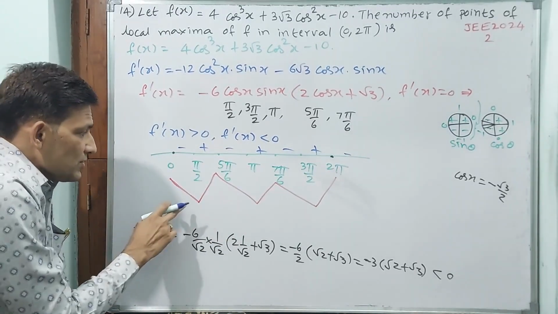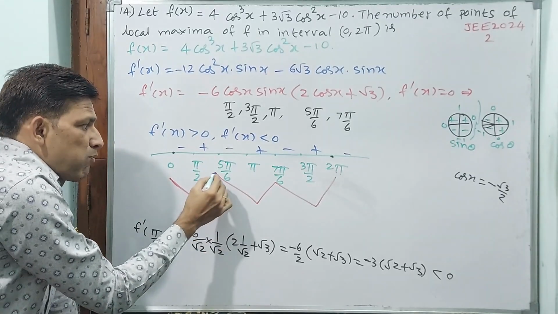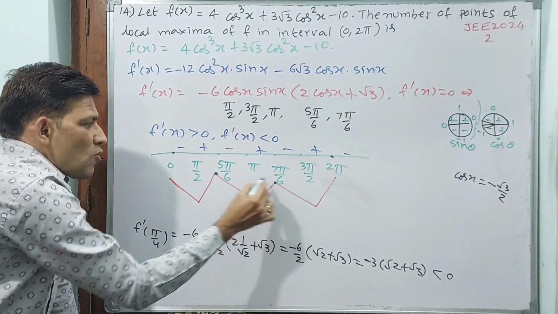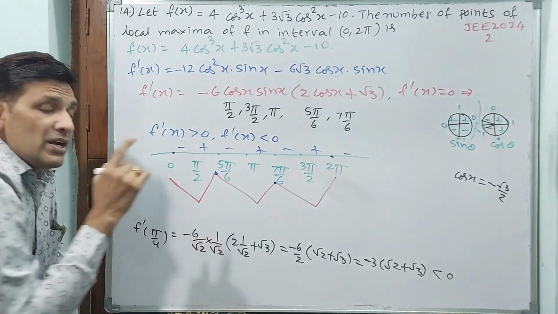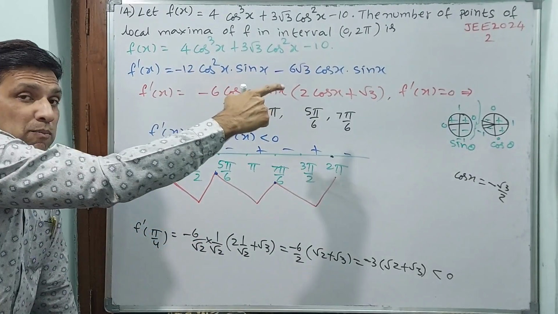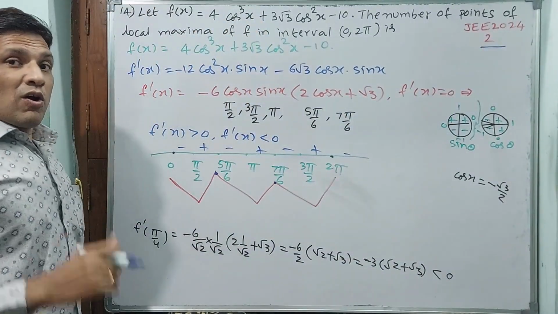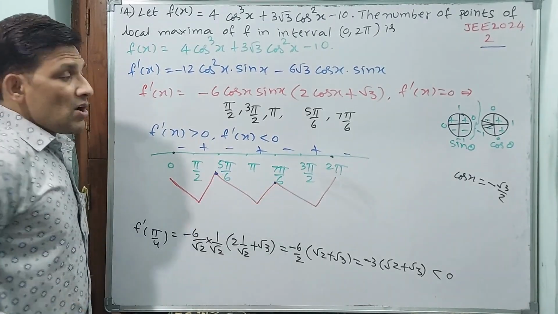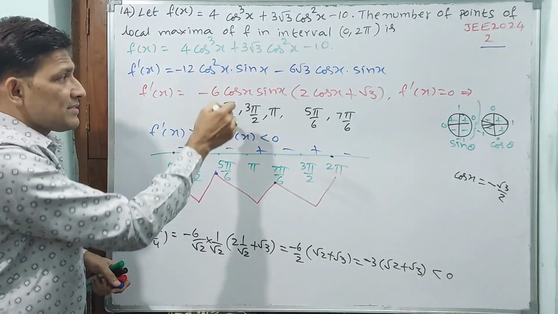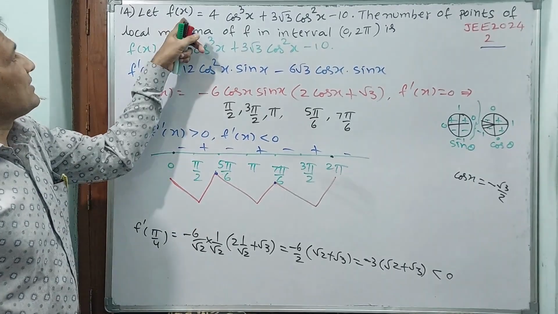Okay? See, after 0 and less than, how many points are there? Top 2 points are there. Where 5 pi by 6 and 7 pi by 6. That means, see, number of points they are asking, number of points are 2. Which are those points? 5 pi by 6 and 7 pi by 6. What is the value? If you submit this, then you are going to get the value. But you have to submit for value in f of x.